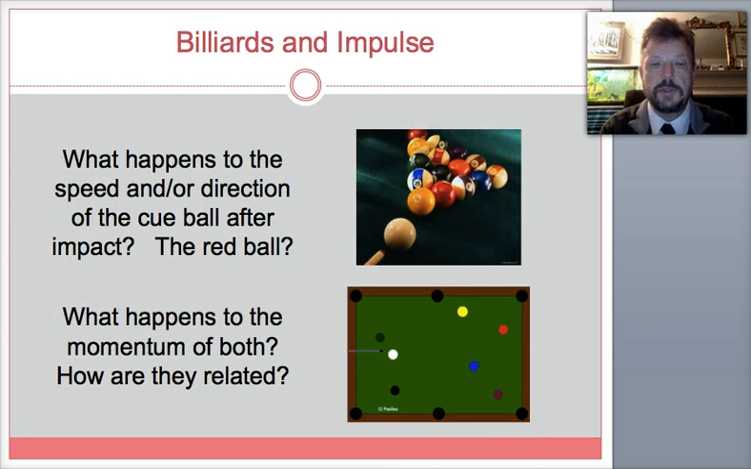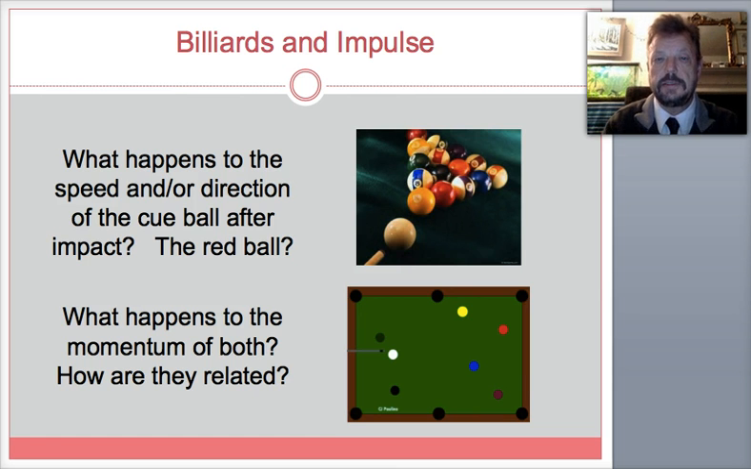Billiard balls and impulse. What happens to the speed and/or direction of the cue ball after impact? The cue ball is the white ball in the front. What happens to the red ball? What happens to the momentum of both, and how are they related?